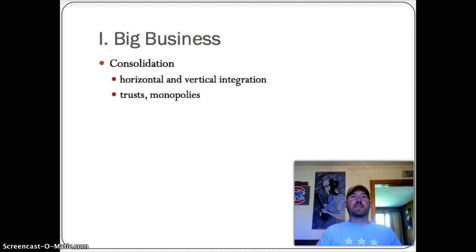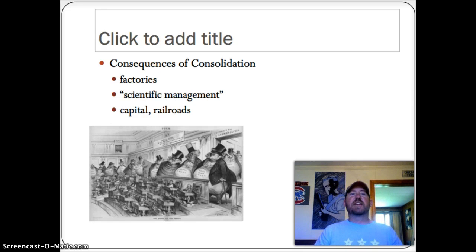Also, out of this, horizontal and vertical integration becomes trust, which is a collection of companies in one segment of the business industry, and monopolies, which means you control every part of that industry. Now, out of this consolidation comes several things as far as the consequences of it go. Number one is you see a lot of factories come up in America during this time period. And factories, just basic, it's a place where a product is produced, all right? And mechanization plays into this as well.